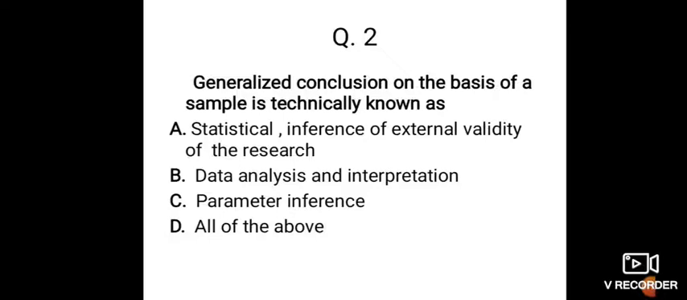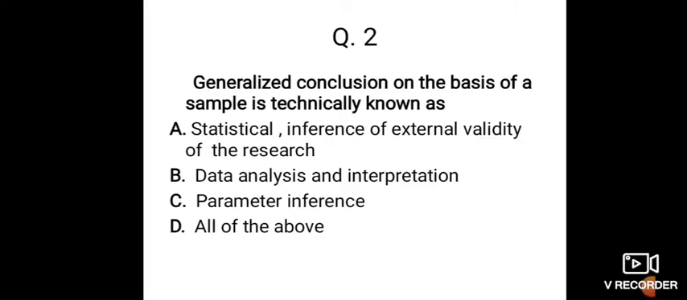The second question is: a generalized conclusion on the basis of a sample is technically known as option A, statistical inference or external validity of the research. Option B, data analysis and interpretation. Option C, parameter inference. Option D, all of the above. Okay, you will get the answer now.